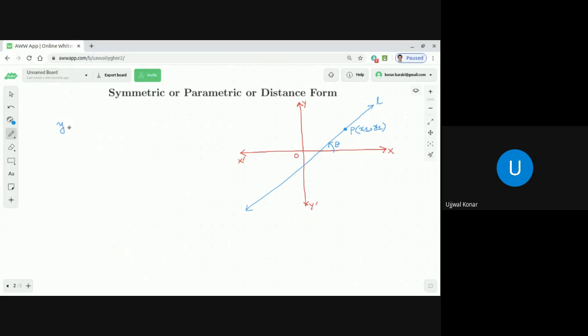The equation of this straight line is y minus y1 is equal to m, which is nothing but tan theta, into x minus x1, correct now?